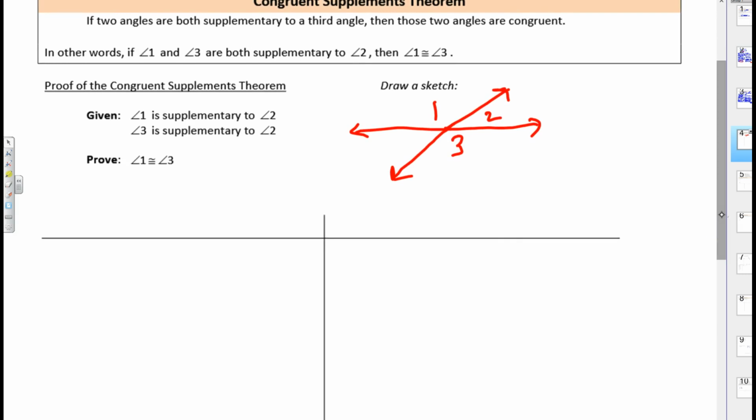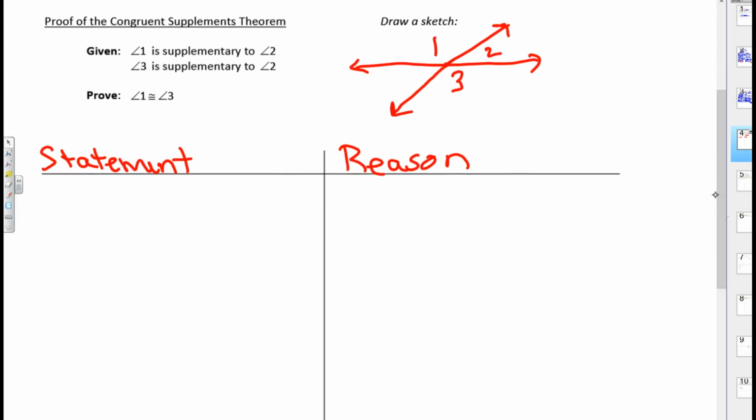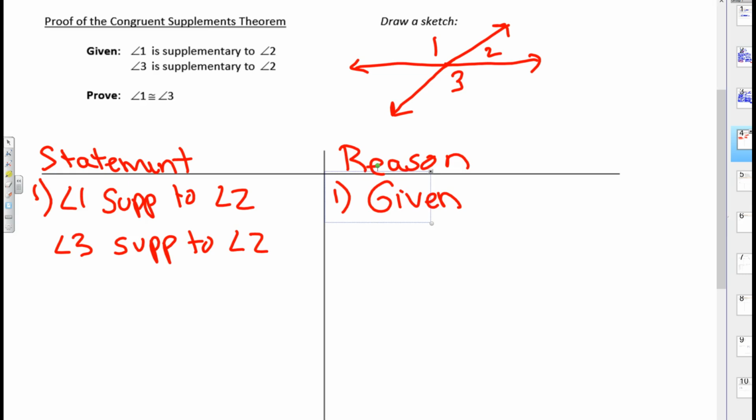All right. So we always start off by listing our statements and reasons. And we are going to list our givens first, always. Angle 1 is supplementary to angle 2, angle 3 is supplementary to angle 2, my reason is given. My second step is almost always going to be to interpret what that given means. Well, being supplementary to something means that you're going to add to 180. So that's what our second step is going to be.